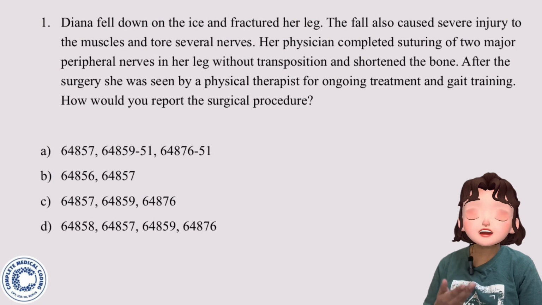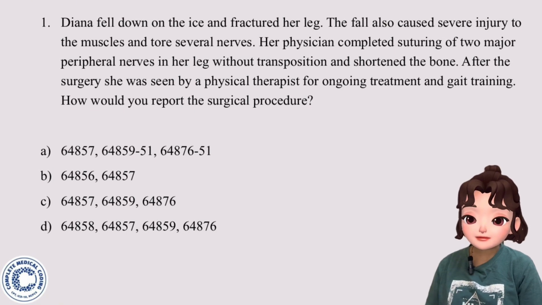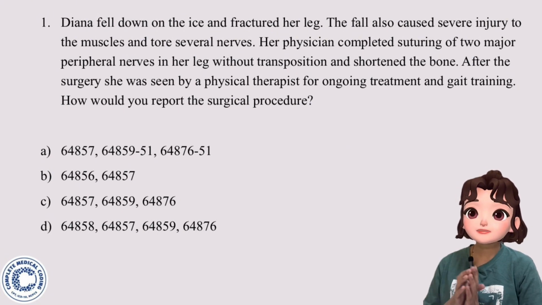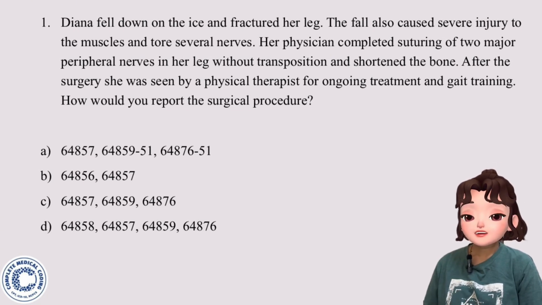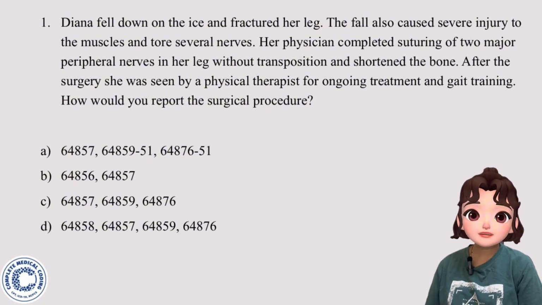So, for each additional nerve suturing, you have to code 64859. That is the description for 64859: suture of each additional major peripheral nerve. Since in our question it is two peripheral nerves, you have to code both 64857 and 64859. So these both codes are required. And see, there they have been marked with modifier 51. What is 51? Multiple procedure.